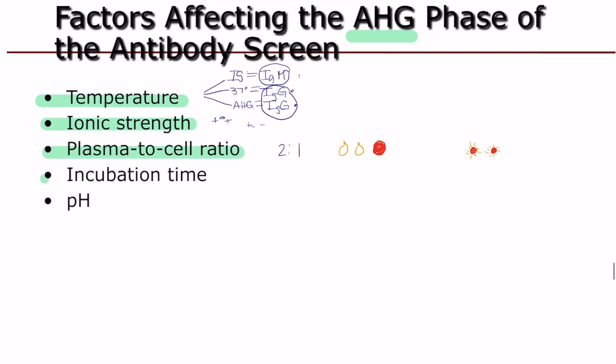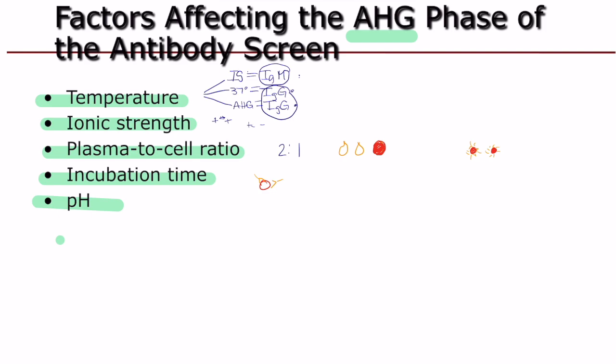Incubation time, depending on our enhancement media, if we don't give those antibodies and antigens time to actually stabilize with that attachment, we won't find it. And pH. It needs to be at the proper pH so that those cells want to move together.